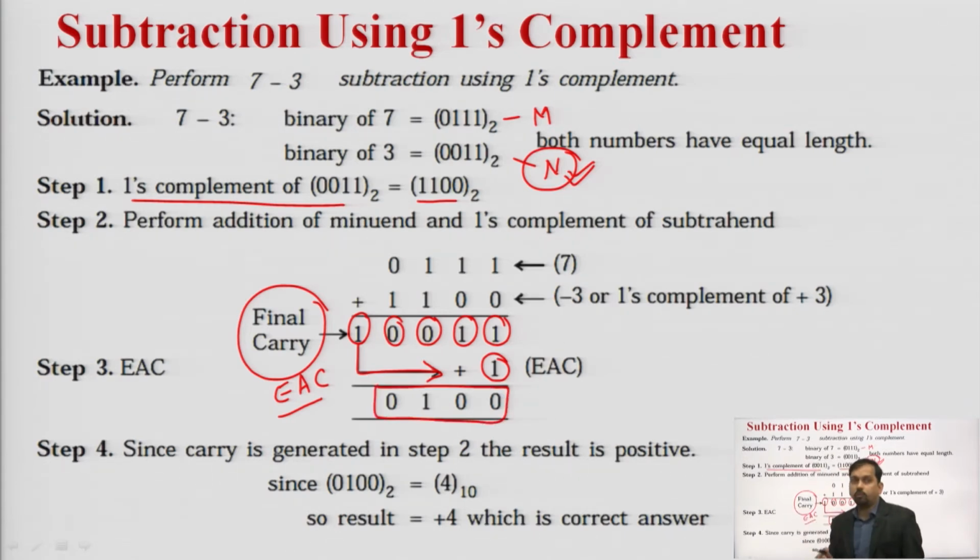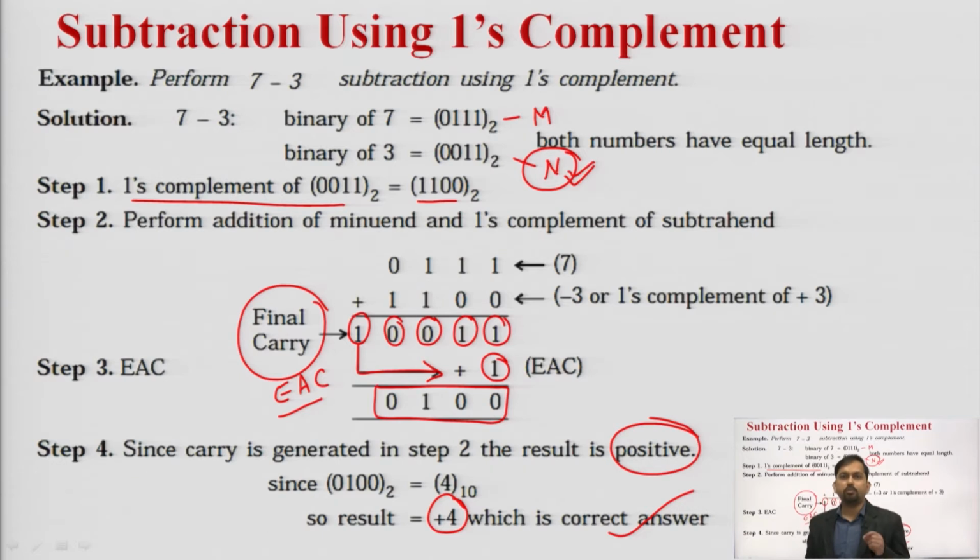Now we need to go to the fourth point we have discussed, that if the carry is generated, the result is positive. The result is positive. So the answer will be plus 4. Right? So we understood that 7 minus 3 is plus 4.